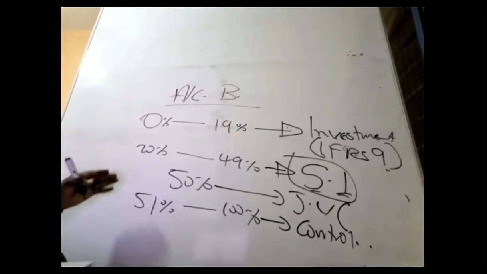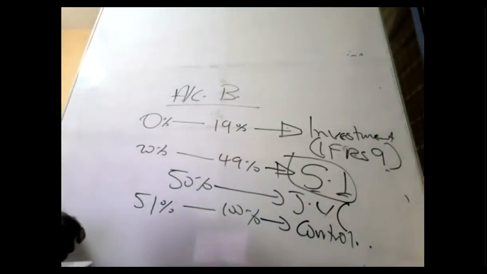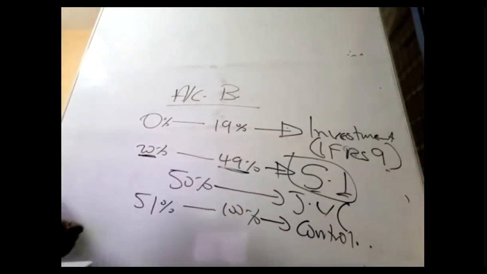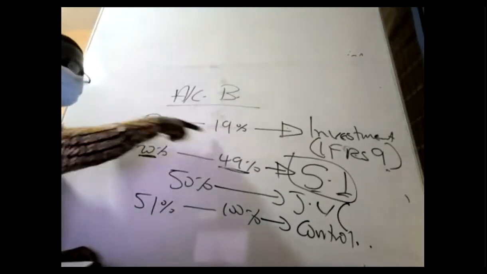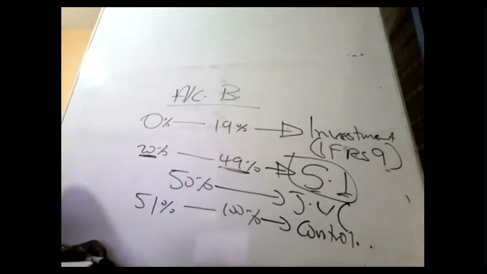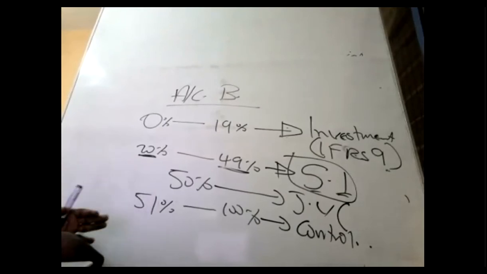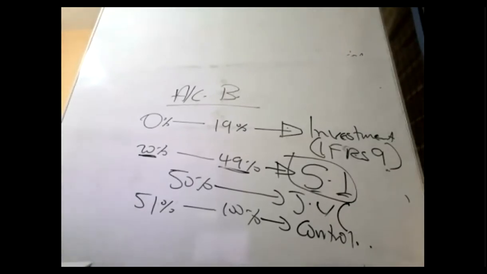To know whether this is an associate, check the percentage holding. If you have from 20 up to what? 49%, then you qualify to be an associate. You only have what they call significant influence. The influence is what? Significant. But if you have 0 to 19, don't come close. You are a mere investor. Good. Now, when you talk about significant influence, it is the power to participate in the financial and operating decisions of the investee, but not the control.